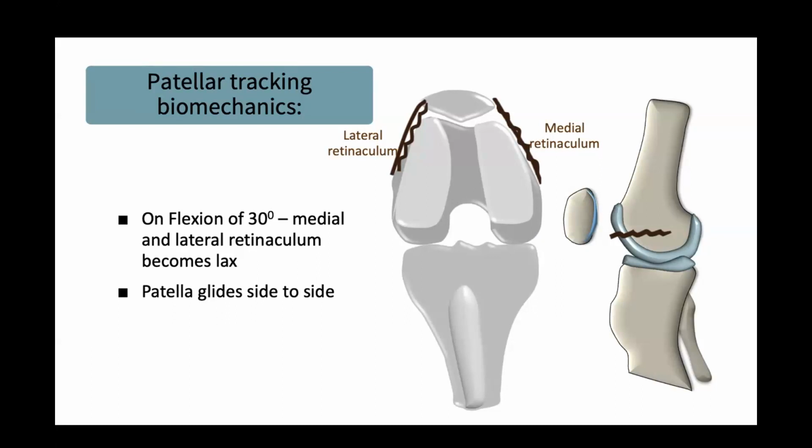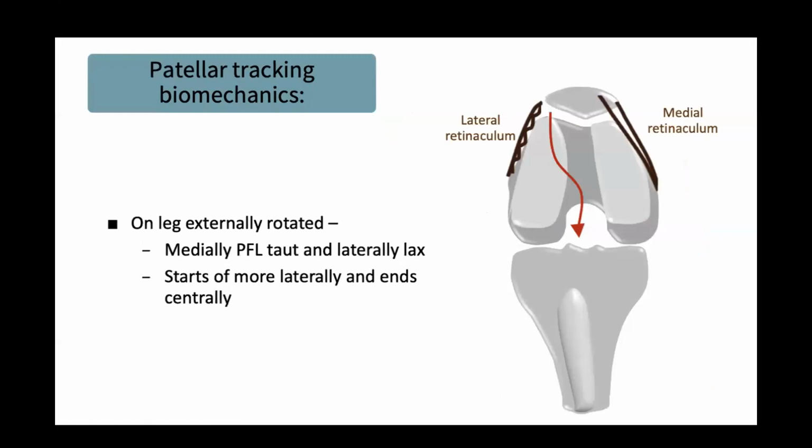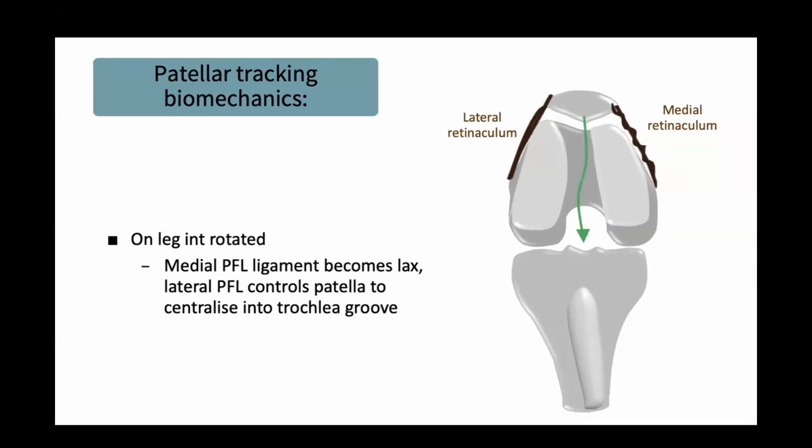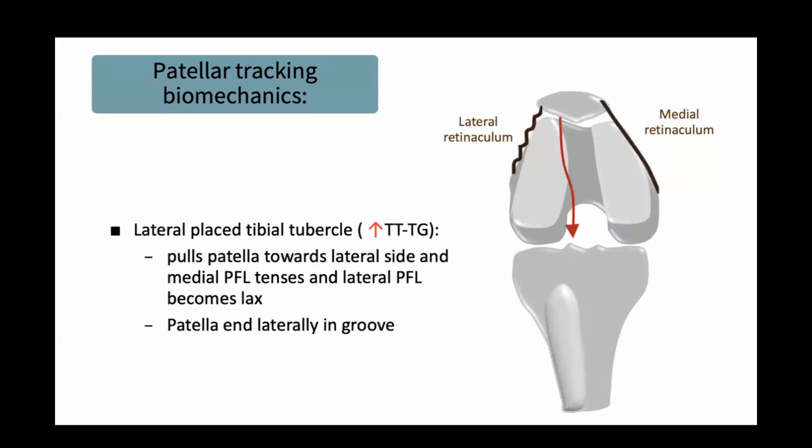So when you look at the tracking biomechanics, you come to know that at 30 degrees of flexion, both lateral and medial retinaculum become lax. Thus, the patella tends to move medially and laterally and starts gliding. On external rotation of the leg, the MPFL becomes taut and the lateral structures become lax. This makes the patella move more laterally and end centrally. On internal rotation, the MPFL becomes lax and the lateral PFL controls the patella to centralize in the trochlear groove.